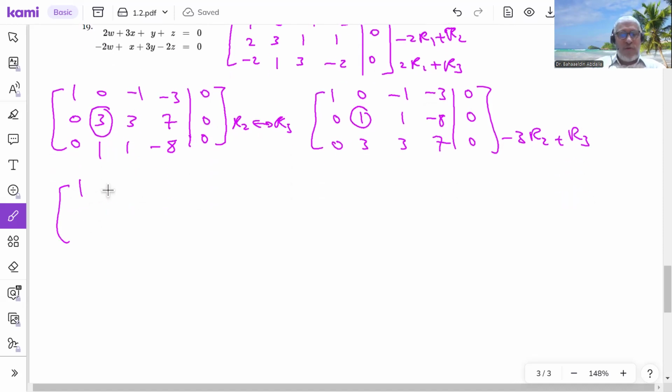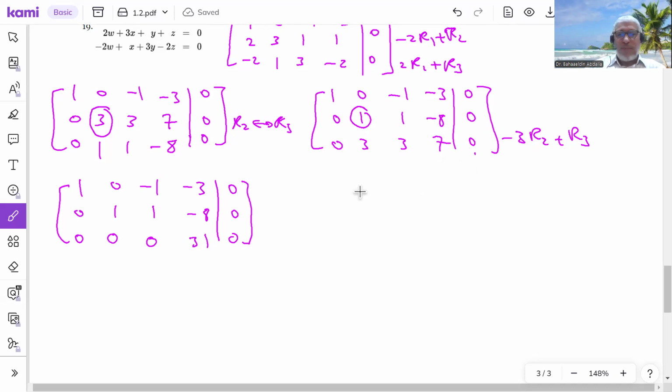The first row is not changing. The second row is also not changing. I'm just changing the last row here. This will not change because I have 0 here. Also, I have 0 there, so this will not change. Any 0 in row 2, you just write what is below it as it is. Okay, negative 3 plus 3, that's 0. Negative 3 plus 3, again 0. Negative 3 times negative 8, that's 24. Plus 7, that's 31.